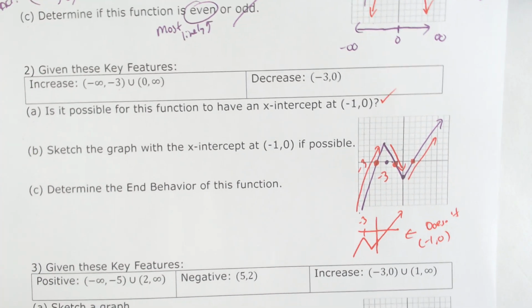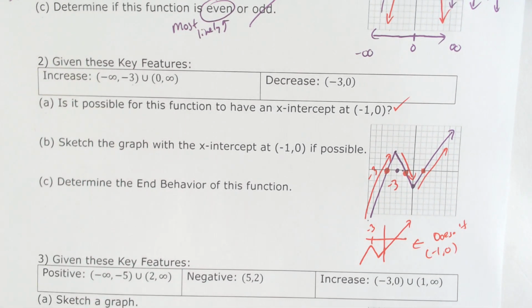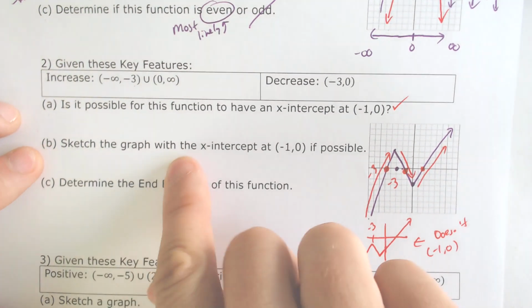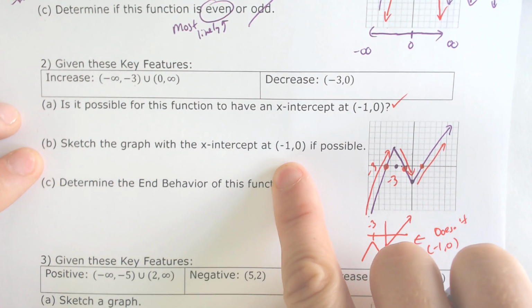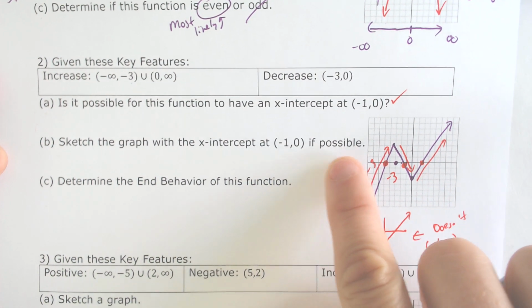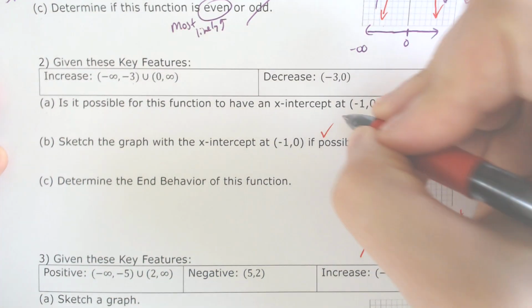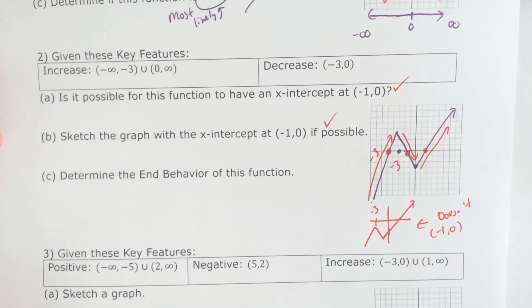So it didn't have to, but it is possible to have that x-intercept. There are multiple ways that it could have been graphed, which is why part B says sketch the graph with an x-intercept at (-1, 0), if possible. So it is possible, but it is not required by all means.